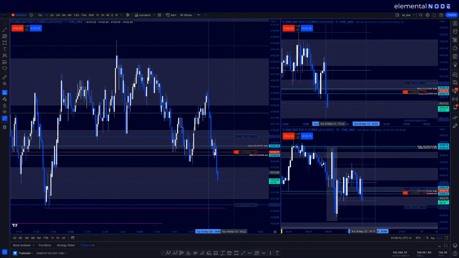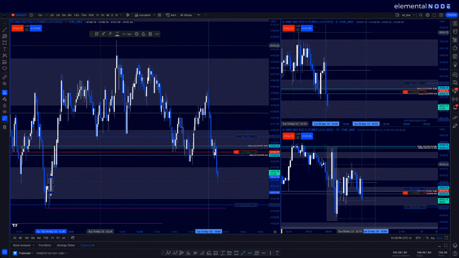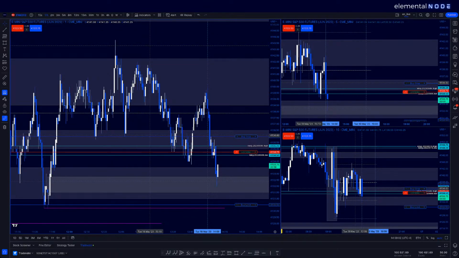See what we have here. I don't like that, so we have a gap here. Keep that in mind. Right now it's somewhat respecting it. You see here, 5-minute candle. What do we have?